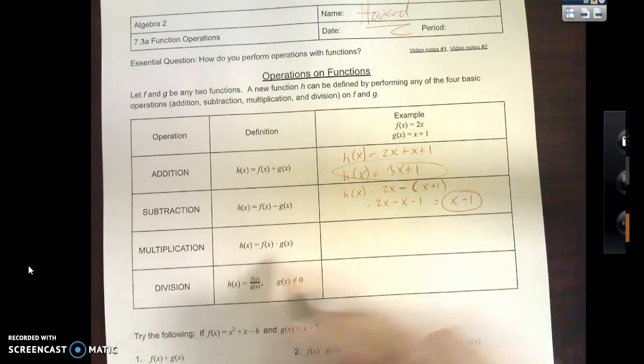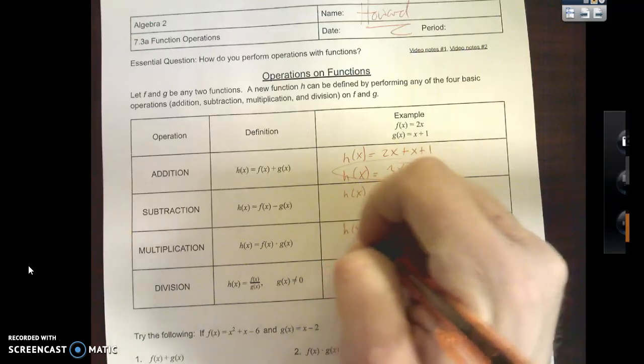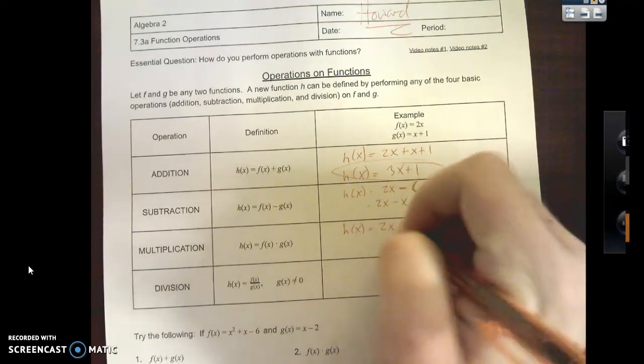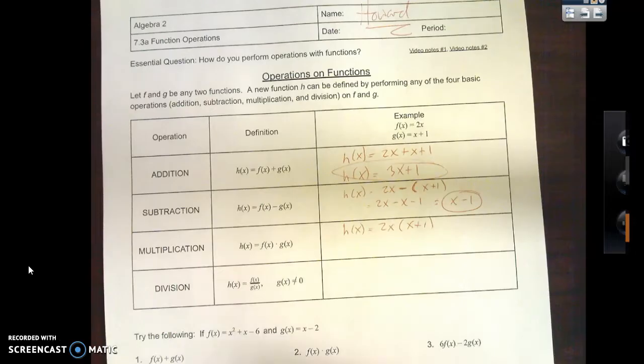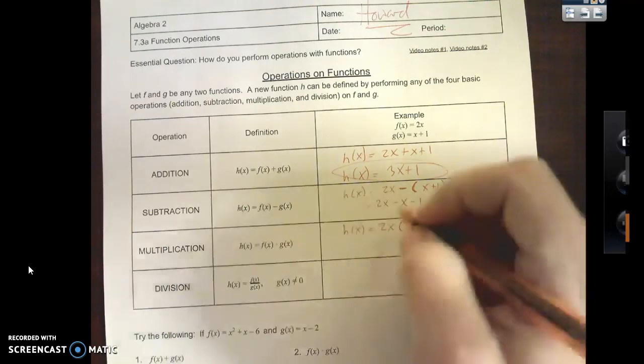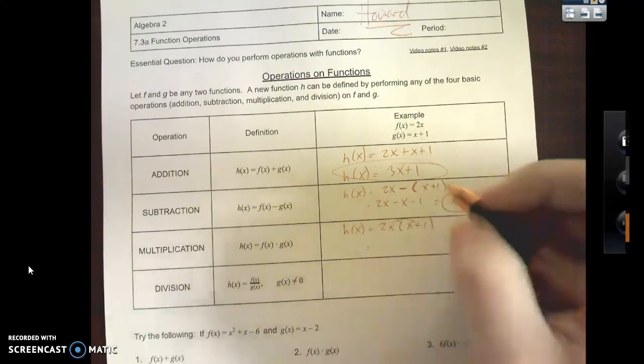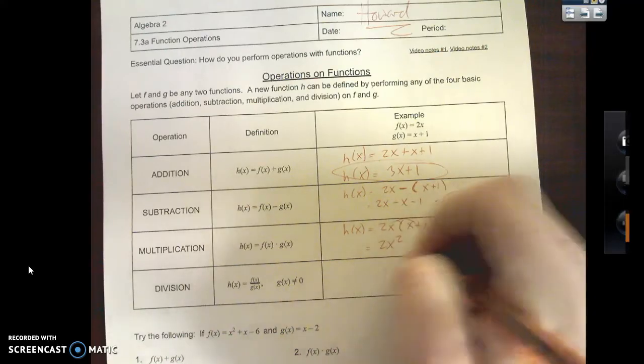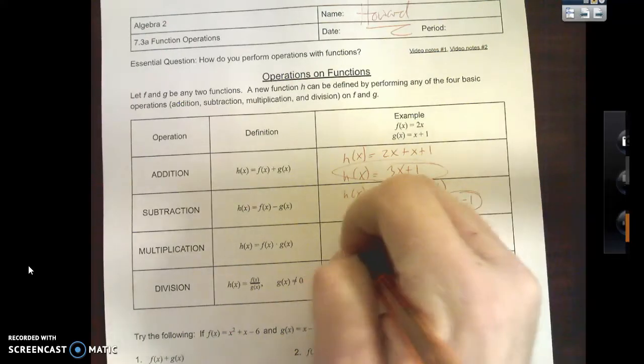What do you think multiplication is? Well, it's as simple as that sounds. Again, I'm doing 2x times the quantity x plus 1, making sure I have parentheses around my quantity. I can distribute that, so we're getting 2x squared plus 2x.